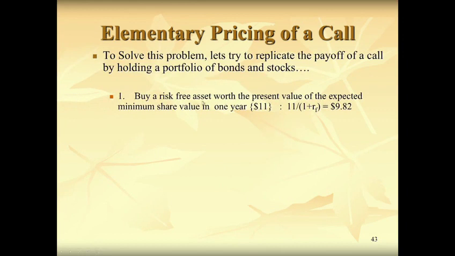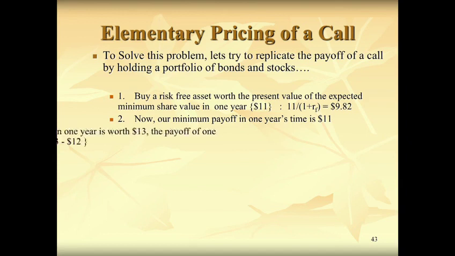Well, first you buy a risk-free asset. So you know that stock price can be 11 or 13, right? And in order to get 11 at a future point in time, given the prevailing interest rate, you stick the present value of 11 into the bank, you will get $11 at a future point in time. Okay? So everyone follow? Now your payoff is therefore 11 in this case, right, from the bond.